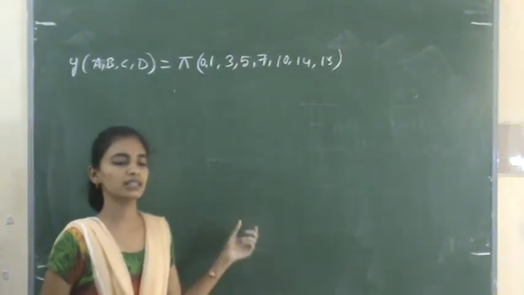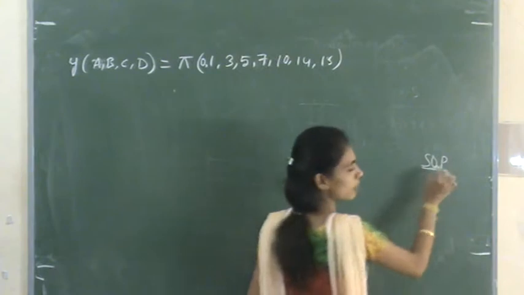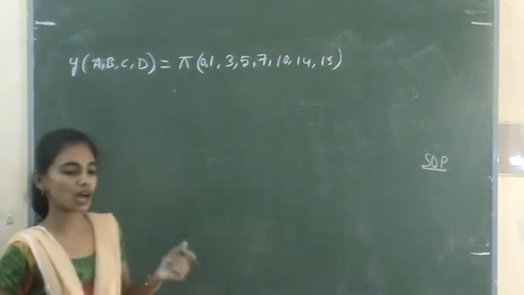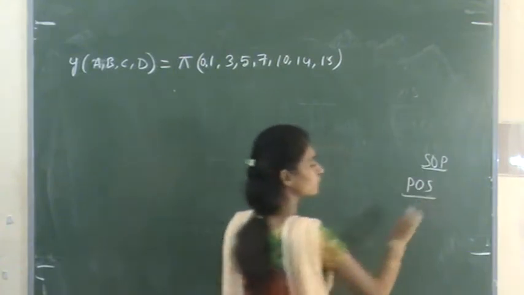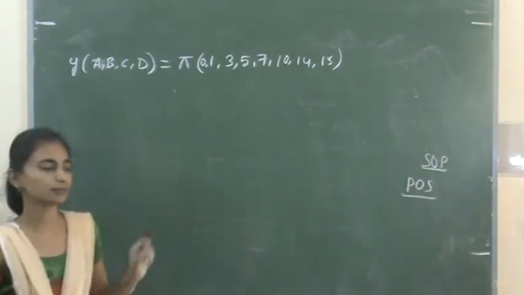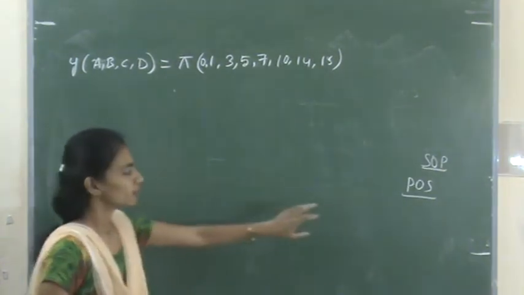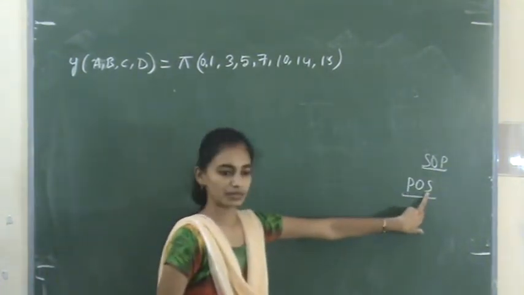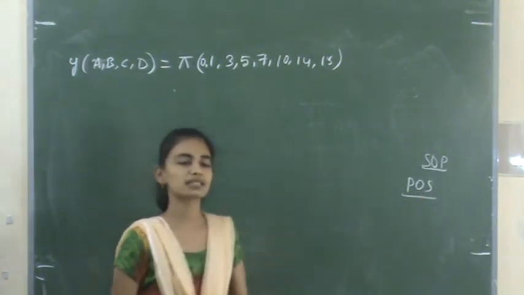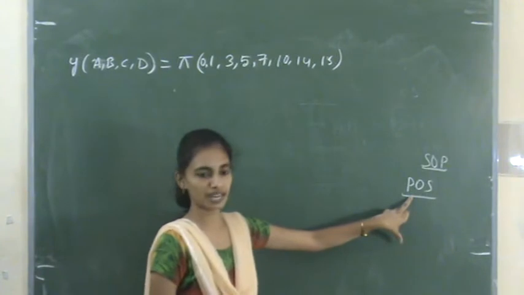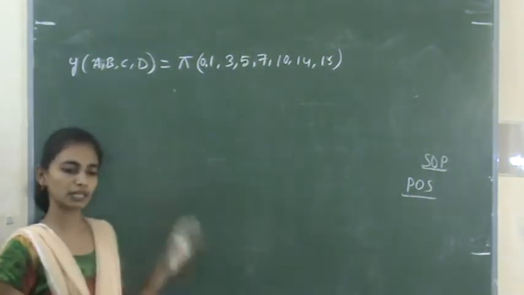So we studied how to solve the SOP by using K-map, right? Now how to solve the POS by using K-map. We know what POS is, right? Product of sum terms. In this, first we have to write the sum terms, means max terms. Those max terms have to be multiplied. Here the same thing will be applied for the POS also.